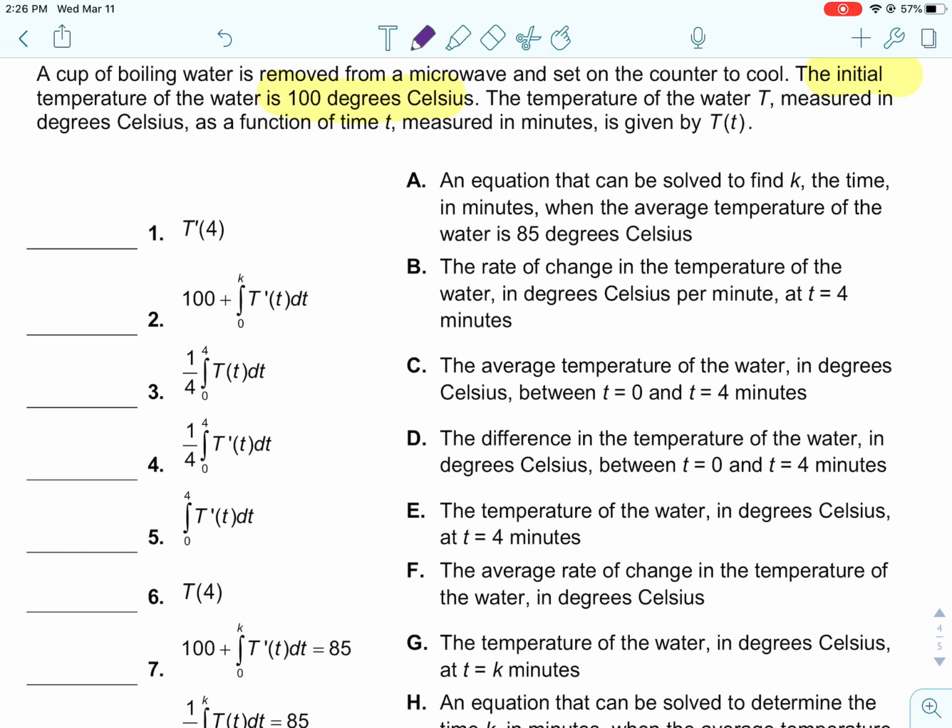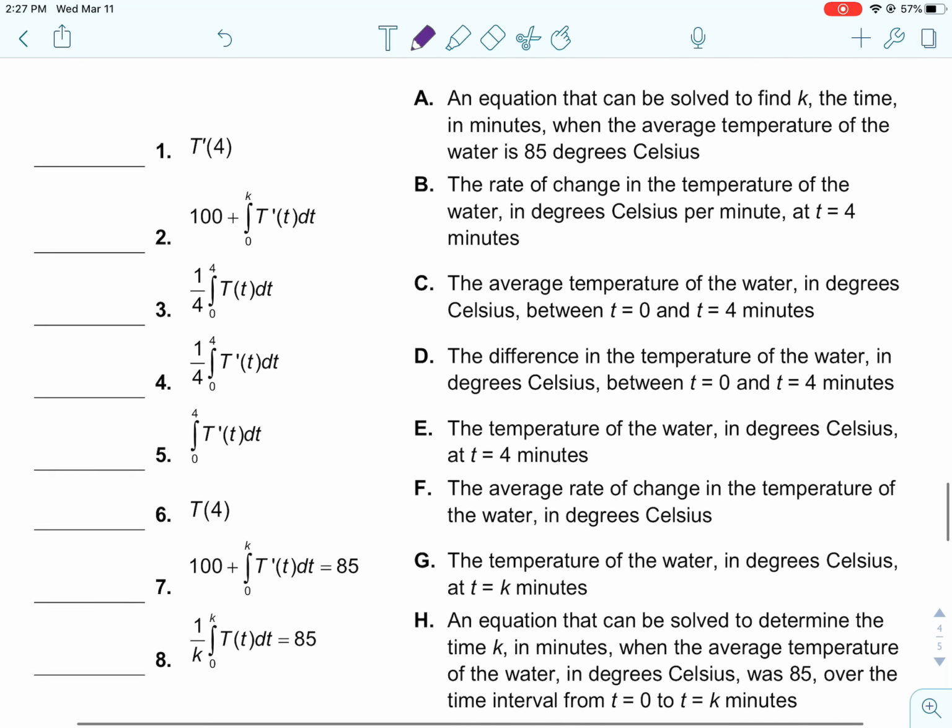So A says, an equation that can be solved to find K, the time in minutes when the average temperature of the water is 85 degrees Celsius. So we definitely want one with a K. There's 2 equations that have K, 7 and 8. Which one of those is going to be the average temperature? Oh, wait. Oh, I know, 8. Eight is the average one, right?